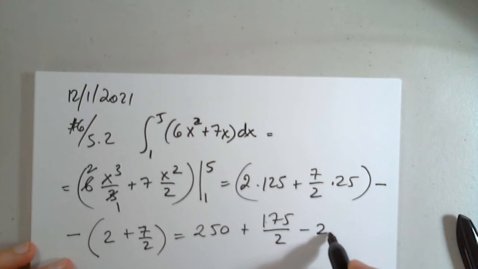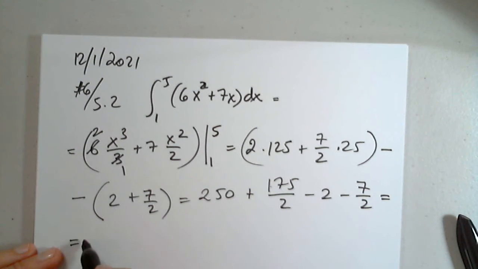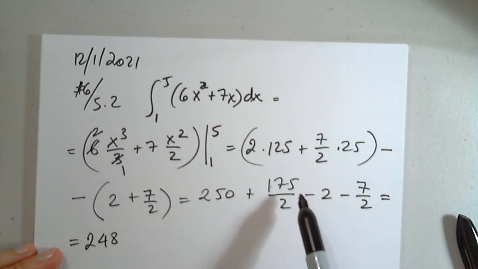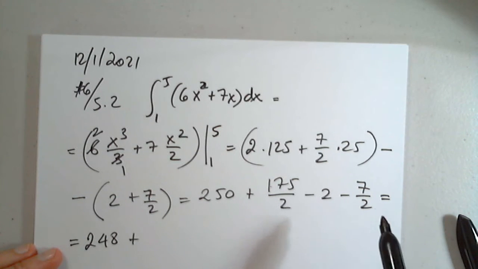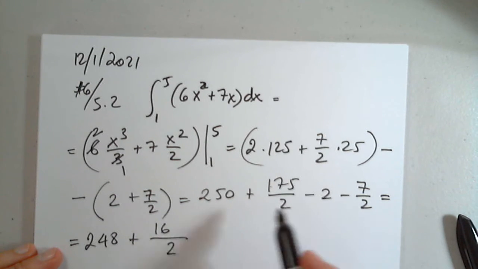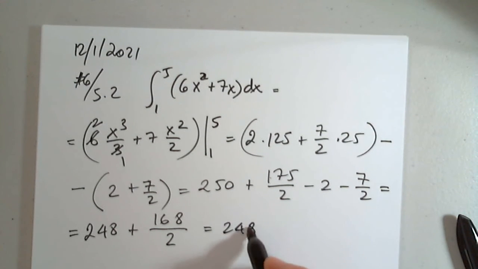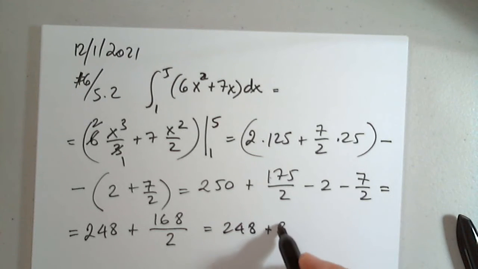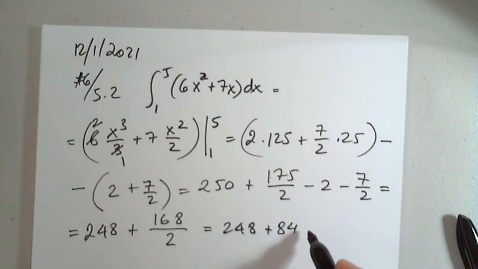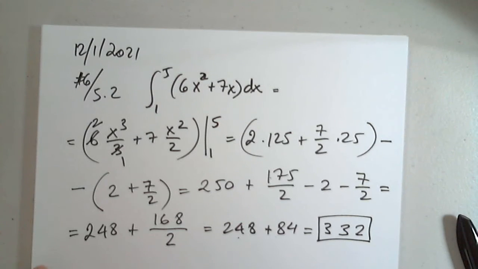Correct? Anytime, correct me if I'm wrong, please. So this will be 248, and this will be plus 175 minus 7 divided by 2. So is it 168? Anytime, correct my numbers, anytime. So 248 plus, I think this is 84, isn't it? And this should be what? 2 and 2 and 3, 3 and 1, 3. I think this should be the answer. We can always check. You have that option.